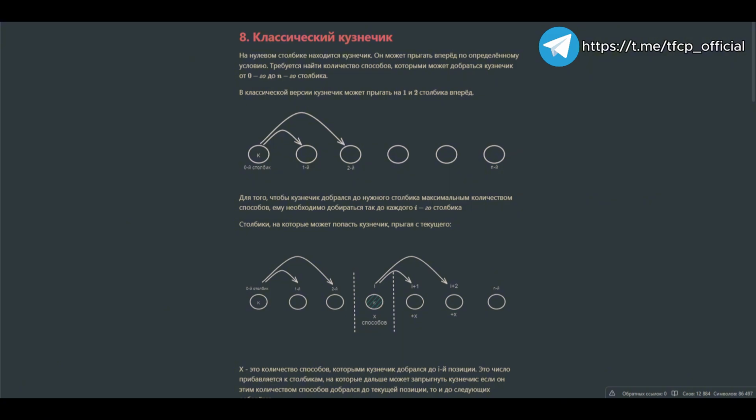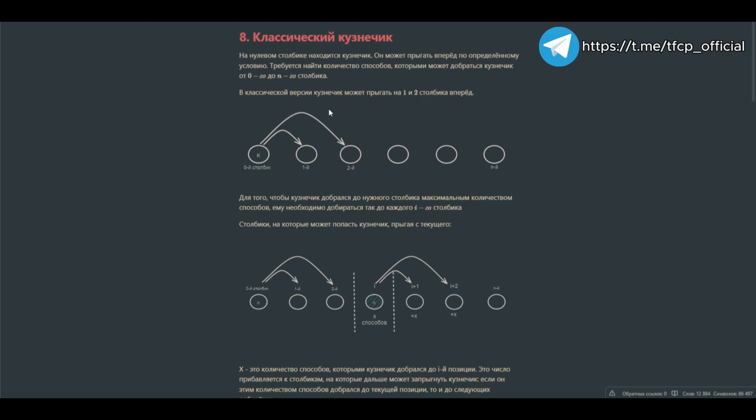Well, the Grasshopper is on a pole, and it can jump based on certain conditions. I will clarify further depending on the version of the Grasshopper. We need to find the number of different ways the Grasshopper can get from the first pole to the zero pole. In the very first classic version, the Grasshopper is able to jump either one or two poles forward. So, he is located, let's say, on the zero pole, and he can jump either to the first or to the second.